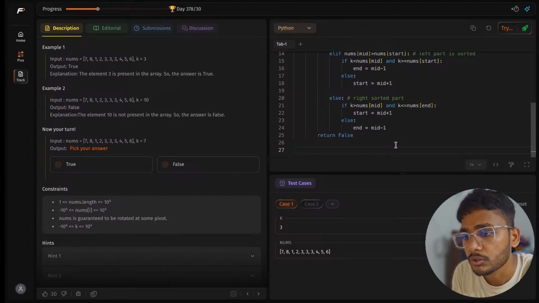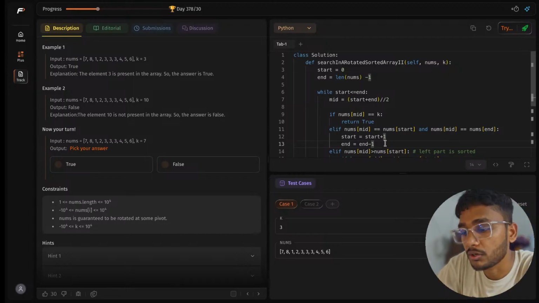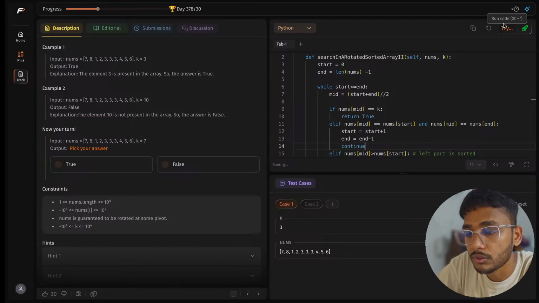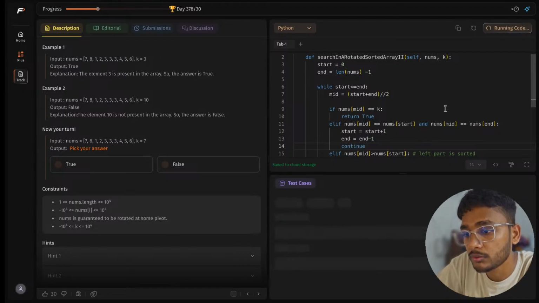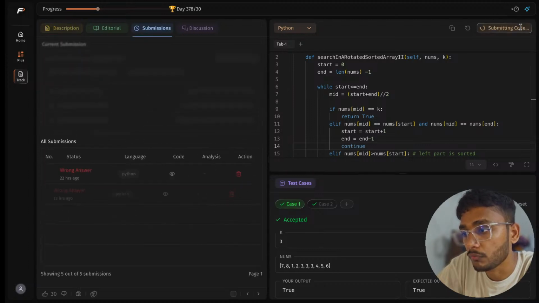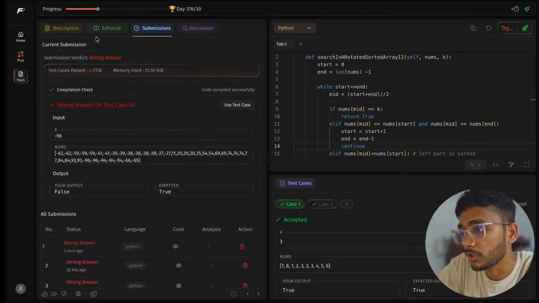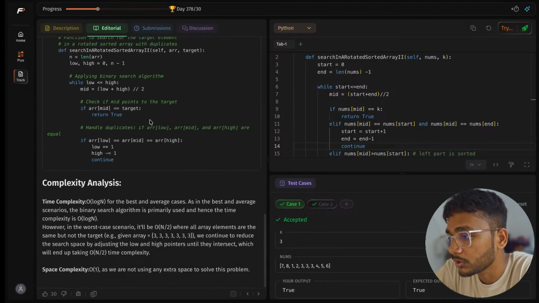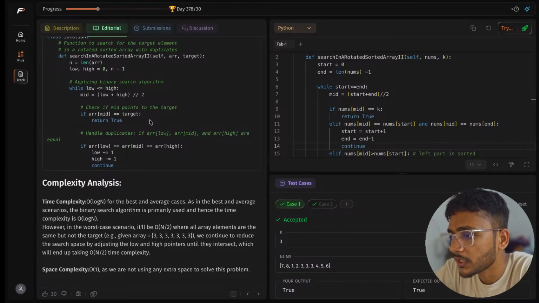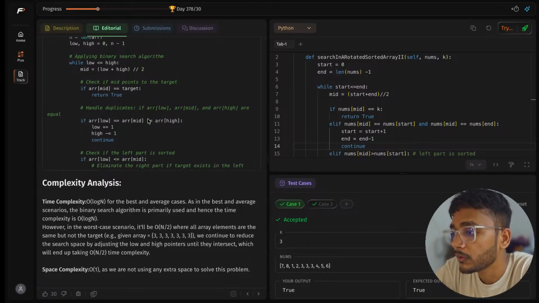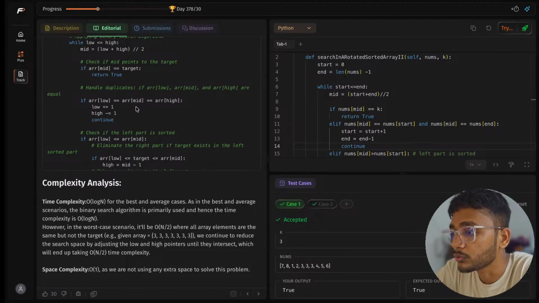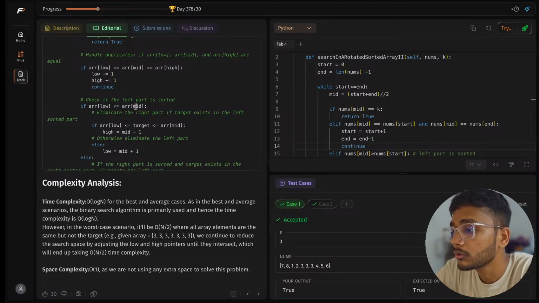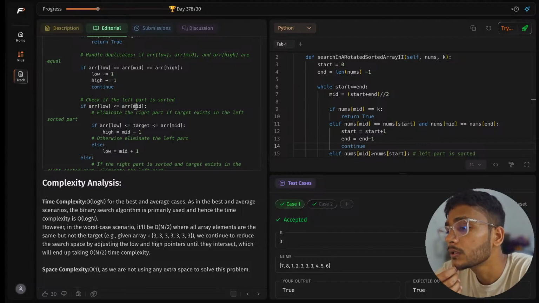Bro, everything looks good for me at least. Okay, let me say continue. I believe here is the problem maybe. Submit. I'll try it once, and if it won't work, I need to watch the tutorial. I already watched the tutorial, but what is the problem? Here I need to check it. If the midpoint points to the target, return true. Low plus equals 1, high minus equals 1, and continue. Great. Yeah, and end equals n minus 1. Less than or equal to array of mid.